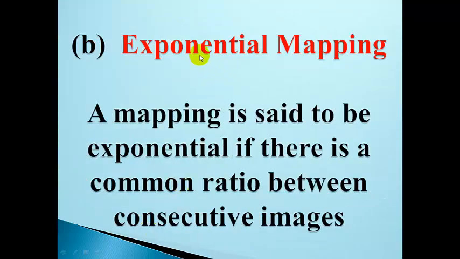Now we look at the exponential mapping. A mapping is said to be exponential if there is a common ratio between consecutive images. So with the exponential mapping is the common ratio.